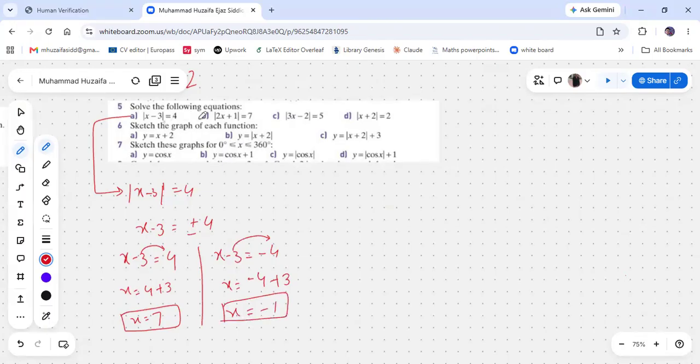Solve the following equations, and you can do the rest of the problems in the same way. In this one, I'm just giving you a little bit of a clue. So this is |2x + 1|. When we reduce it, it gives plus and minus 7. And the same for this one.